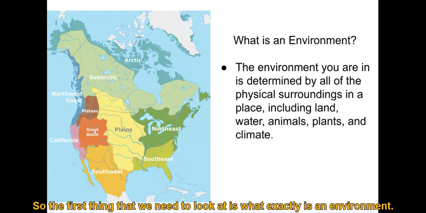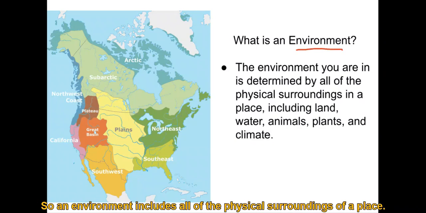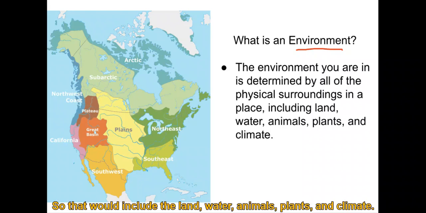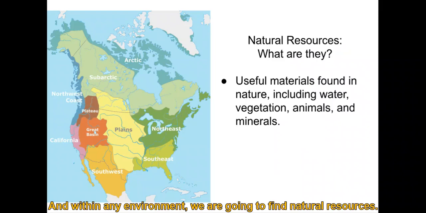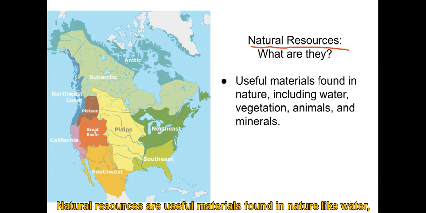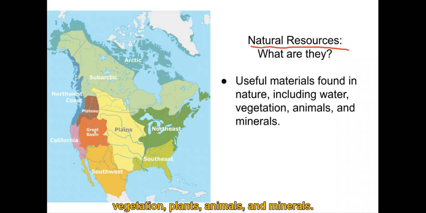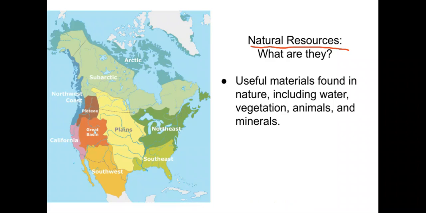So the first thing that we need to look at is what exactly is an environment? So an environment includes all of the physical surroundings of a place. So that would include the land, water, animals, plants, and climate. And within any environment, we are going to find natural resources. Natural resources are useful materials found in nature like water, vegetation, plants, animals, and minerals.